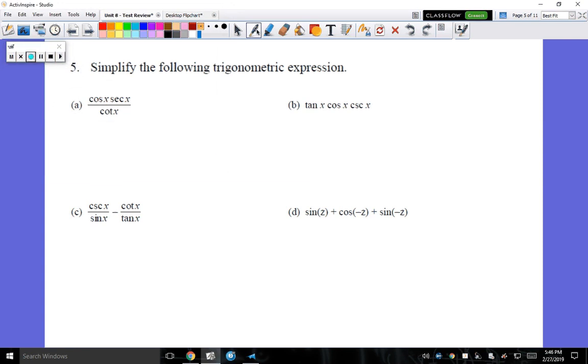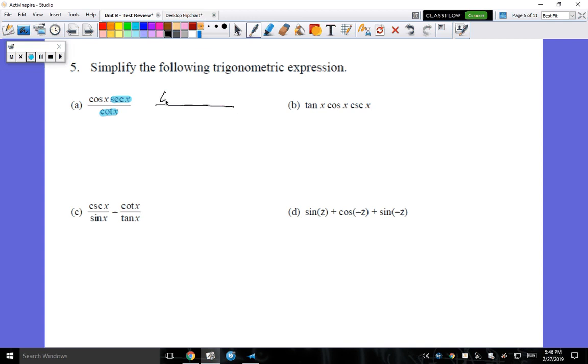Okay, so let's look at number 5. It says simplify the following trigonometric expressions. All right, so when you see this and you're simplifying, a very good first rule to go off of is to change everything to sine and cosine so that you can start canceling. So I'm going to go ahead and start recopying this.